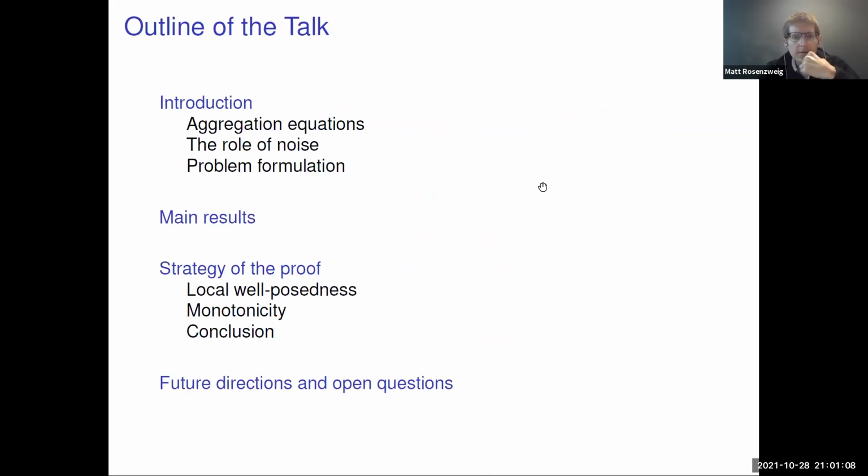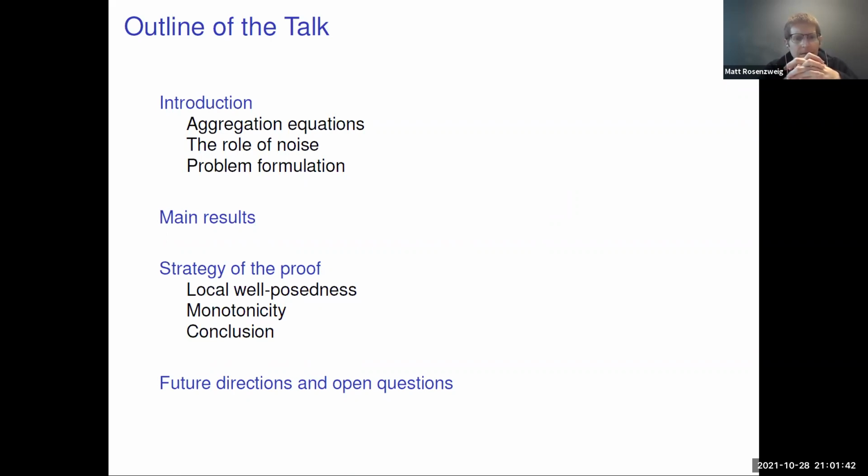So here's a brief outline of the talk. First, I'm going to introduce the motivating problem, which are these aggregation equations. Then I'm going to discuss the role of noise in studying these equations and specifically what our interest is. Then I'm going to formulate the problem that we're going to address, which is the effect of random diffusion on these aggregation equations. After that, I'll present the main results of our work with a few comments on them.